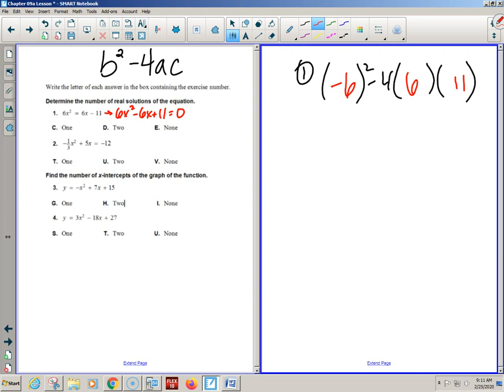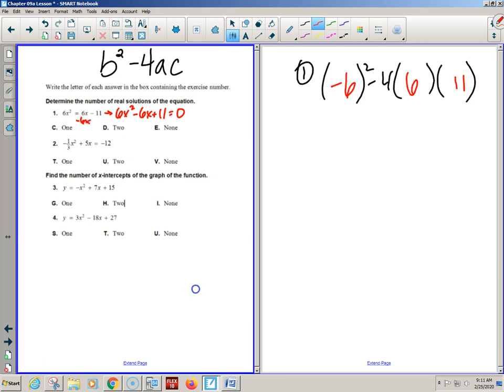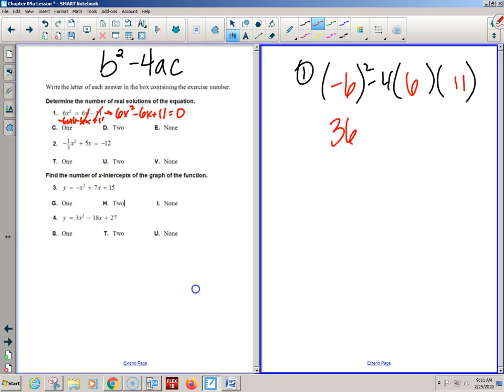My b is negative 6, right? My a is 6 and my c is 11, and that's because I had to subtract this guy to the other side, and I had to add this guy to the other side, which is how I got it like that. Now, some of you are thinking PEMDAS. PEMDAS, 36, right?